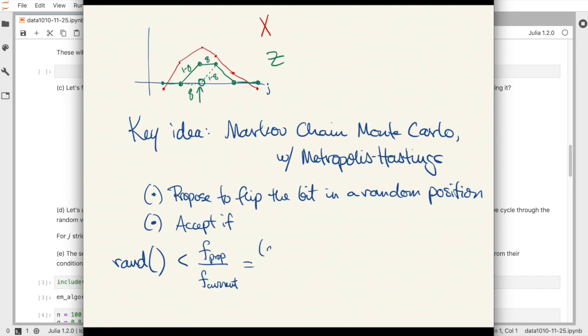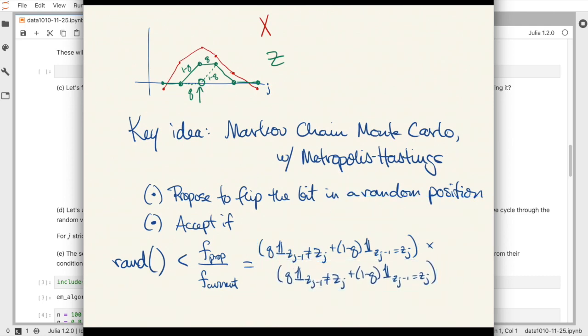So if zj minus 1 was not equal to zj, then after we flip, they will be equal, and that will give us a factor of q. So zj here is still the old one. We haven't flipped it yet. Alternatively, if they were equal, then after we flip, they won't be, and we'll pick up a factor of 1 minus q instead. Then we're going to pick up another product just like this one, except for the transition from zj to zj plus 1.